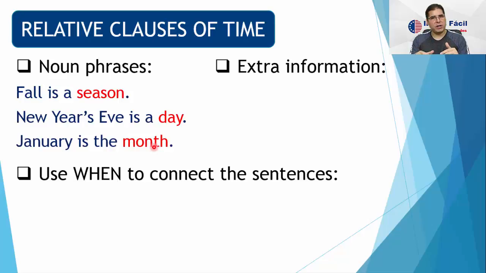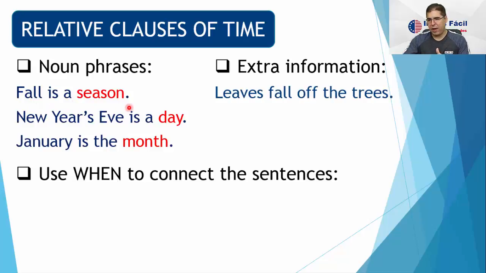Now, let's imagine I want to give more information about the subject of these sentences. For example, fall. Fall is the subject of this sentence, right? Fall is a season. Now, I also want to say that during fall, in the fall, leaves fall off the trees. Leaves fall off the trees, okay? So this is common during the fall, right? So now we have two pieces of information to give about the same subject, which is fall. Fall is a season, and in the fall, during the fall, leaves fall off the trees.